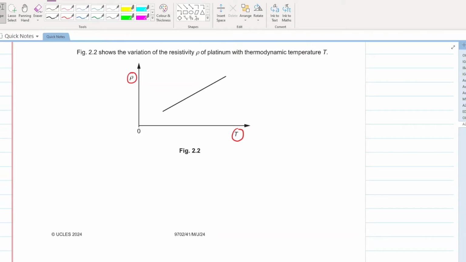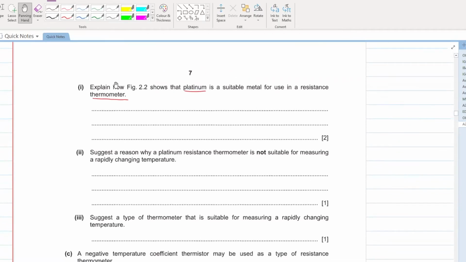Second thing that is very useful for us is that the variation of resistivity with temperature is linear, simple. So you can write it here. Platinum is a suitable metal for use in a resistance thermometer. Why? Because the resistivity varies with temperature.